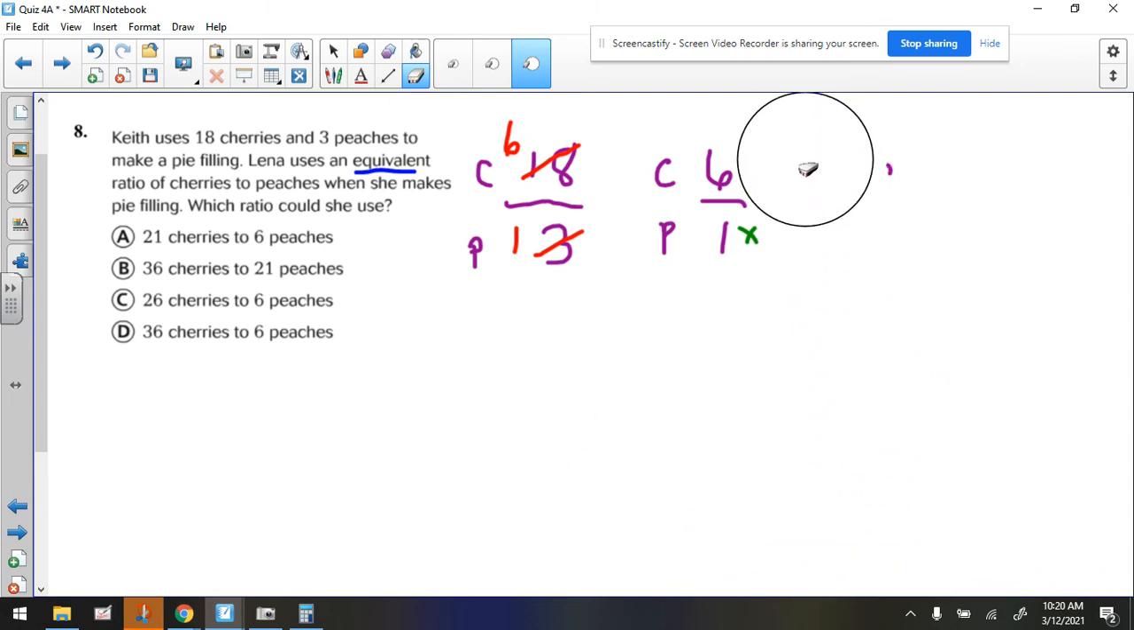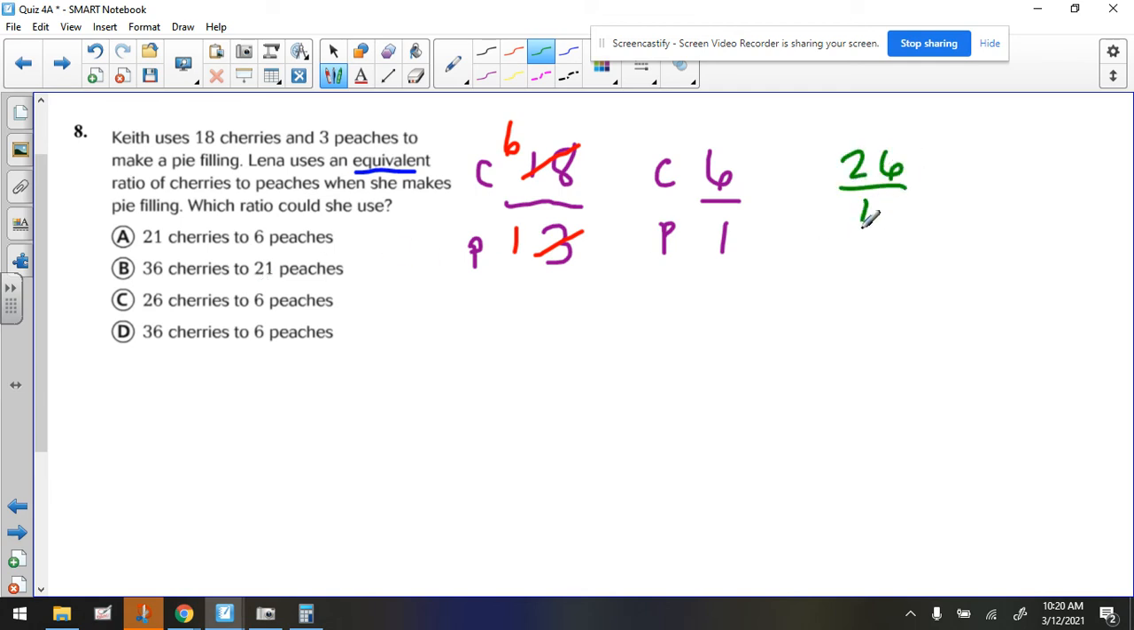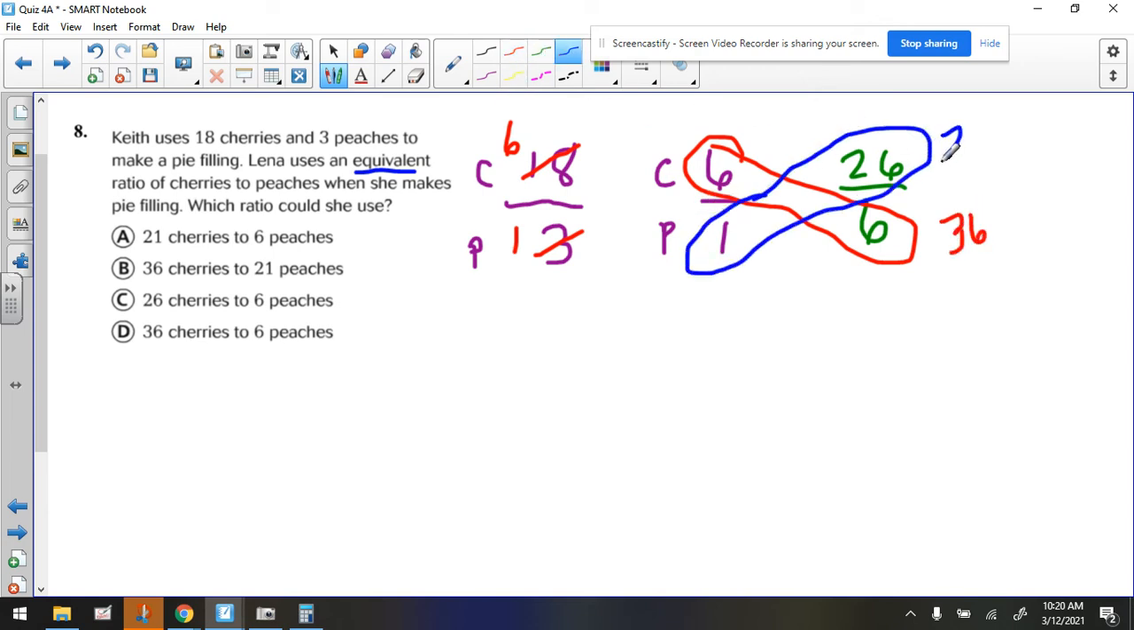We'll leave that there because we're comparing everything to that 6-to-1 ratio. Choice C, we're talking about 26 cherries and 6 peaches. 26 cherries to 6 peaches. All right, now again, we would want to check the cross products, right? As one method of doing this. This times this would be 36. And if we check this cross product, that times that is 26. So that doesn't seem to be a match. So that's probably going to be a no, which means that we're going to have to explore choice D.